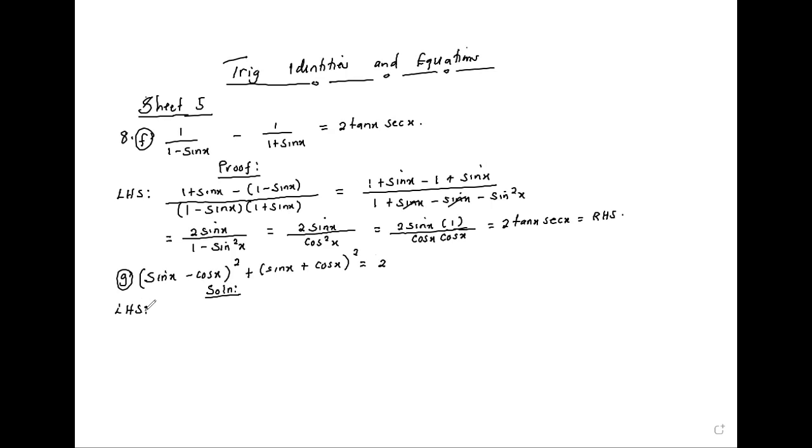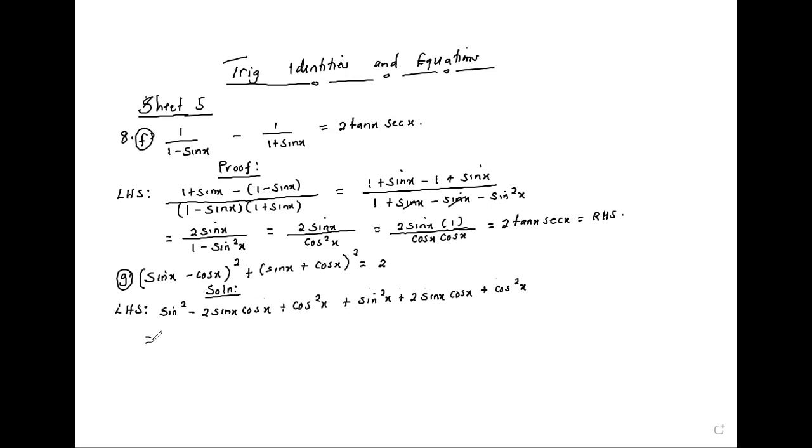So of course, what we need here is to just expand these brackets. So the first bracket, when we expand, we're going to get sine squared x minus 2 sine x cos x, and then plus cos squared x. Plus, when we expand this, we're going to get sine squared x plus 2 sine x cos x plus cos squared x.